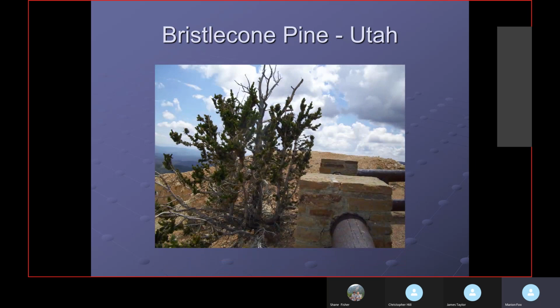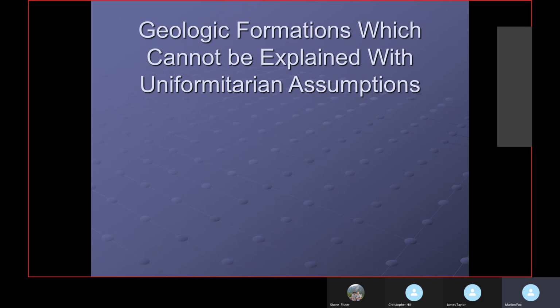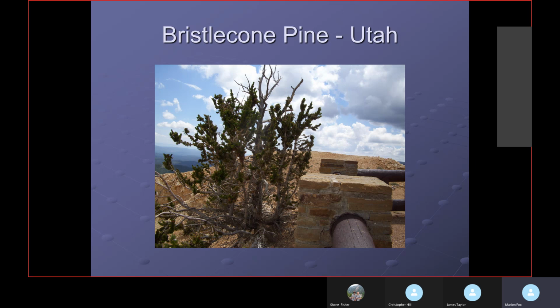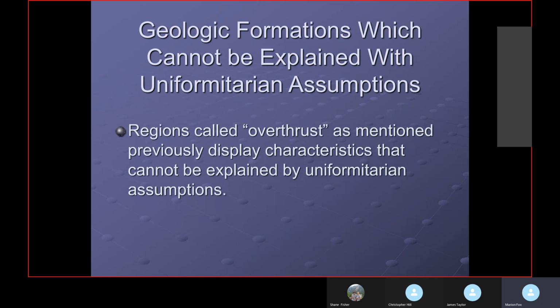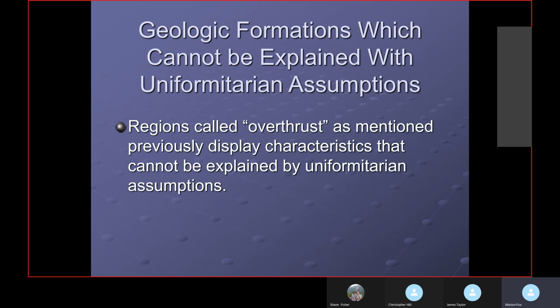Here's another bristlecone pine tree, and they look pretty scrubby, but they live a long time. I just thought I'd show you some pictures I took of some of them. This is in the state of Utah in the United States. And we want to look, that just adds to our last week's lesson.